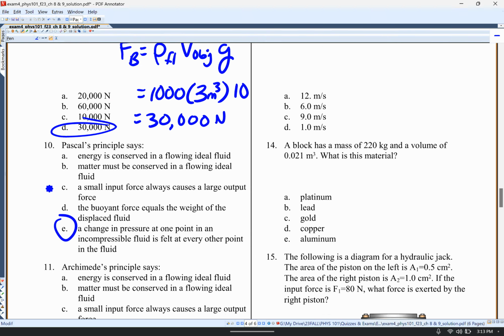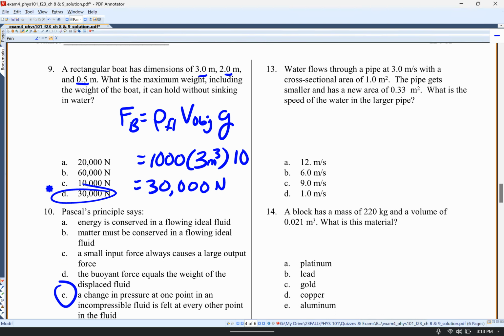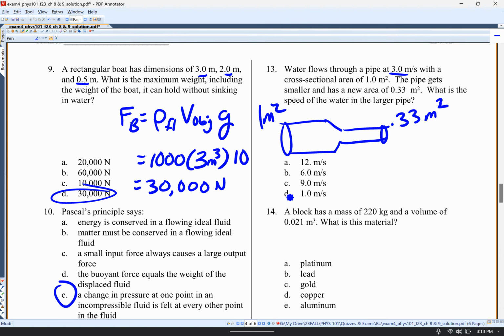Okay, so similar, I have a pipe going from 1 square meter to 0.3 square meters. The area is 1/3 as small, that means the velocity is going to go up by a factor of 3. So whereas it was 3 meters per second, it's now 9 meters per second. This was part of your free response where I say A1 V1 equals A2 V2. I'll leave you to do that on your own.